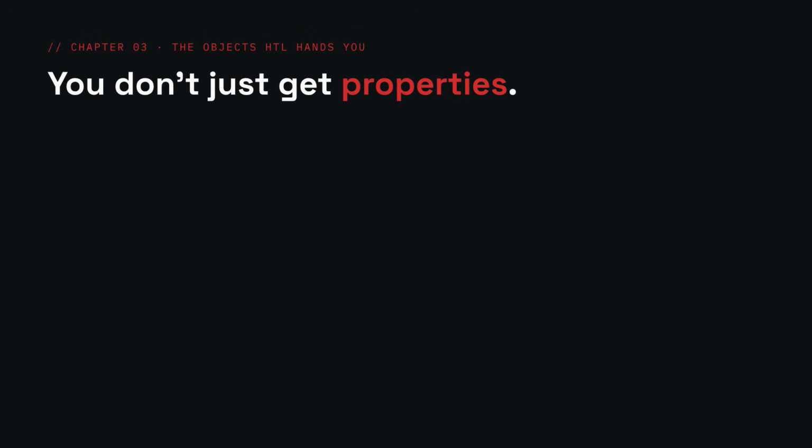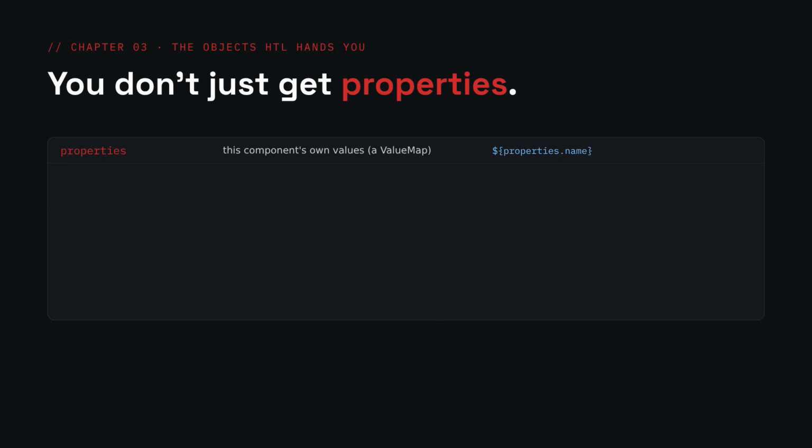Properties is not the only thing HTL gives you. Every component gets a set of ready-made objects that you can use directly. Let's start with the component. Properties holds the component's own values, the values coming from its dialog. Resource represents the current Sling resource. So resource.path gives you the path of the component. Current node gives you the same component node, but as the raw JCR node. So these are different ways of looking at the same component node. In fact, properties is essentially the same data as resource.valueMap.